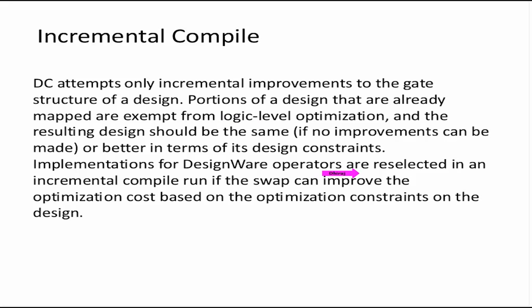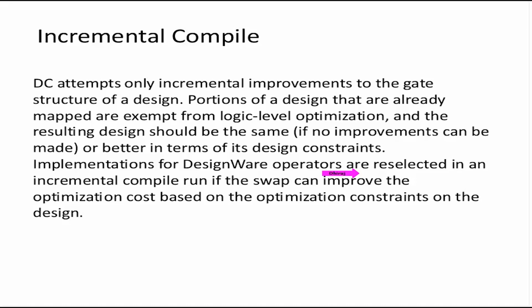Such a swap, if that swap can improve the optimization cost based on the constraints. So incremental compile is just to see if you made small changes to your constraint, you can use this -incremental compile option to quickly get an improved netlist if possible. So some figures: let's say for a design it takes 8 hours to do a full compile, it might take just 1 hour to do an incremental compile.